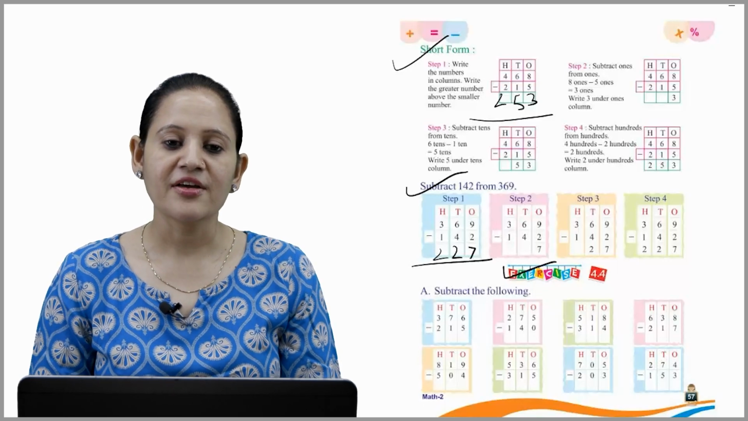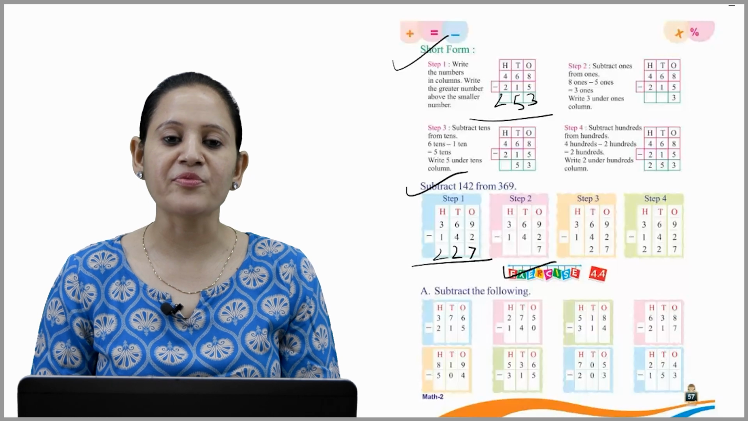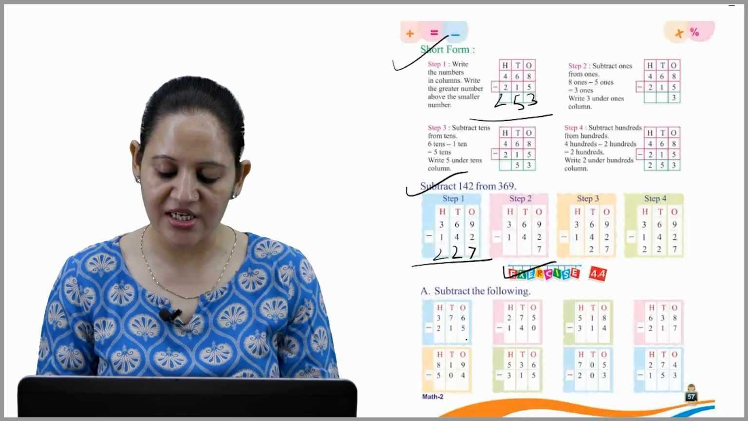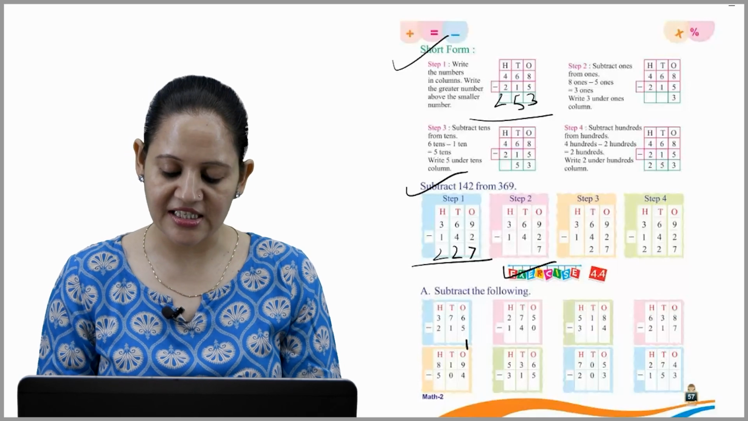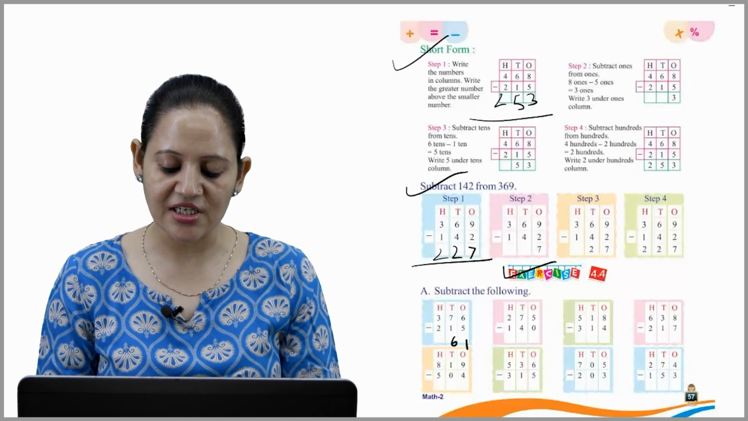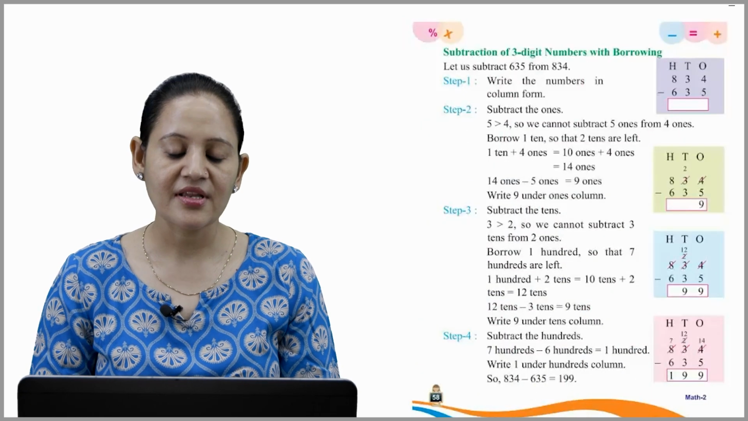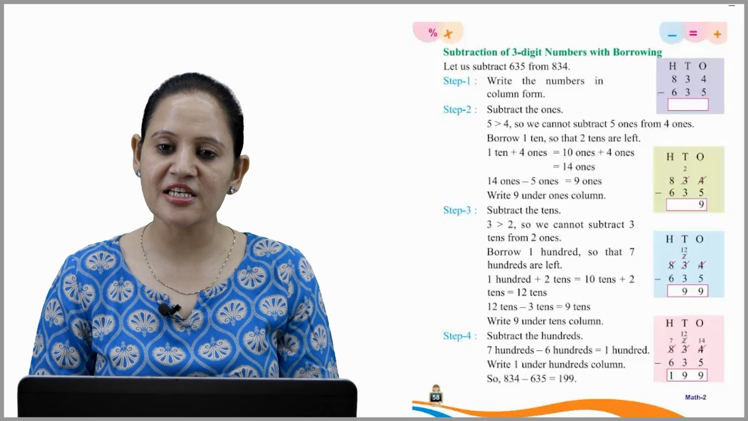Subtract the following. We have to subtract 215 from 376. Start subtracting from ones. 6 minus 5, that is 1. 7 minus 1, that is 6. 3 minus 2, that is 1. So, difference आ जाएगा 161. Next is subtraction of 3-digit number with borrowing.